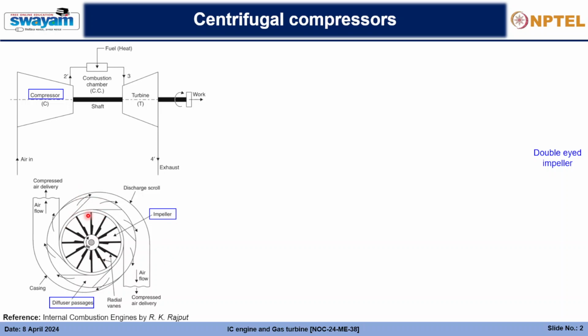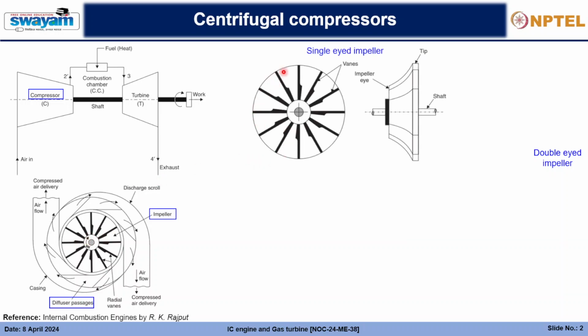What happens is that in this kind of compressor arrangement, the air will come in through the middle section. If we can see, this is a single-eye impeller. This is a side view. So the air will come inside this way, along the longitudinal section of the shaft, into the compressor impeller. So this is the impeller.